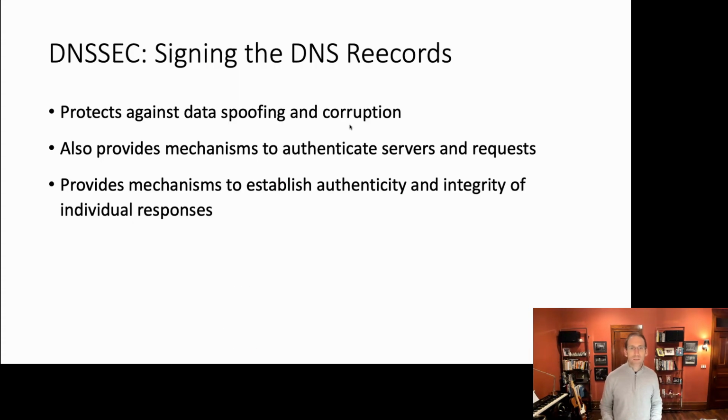One defense against DNS manipulation is a protocol called DNSSEC, whereby the DNS records or responses are digitally signed. This protects against data spoofing and corruption, and it also provides mechanisms to authenticate servers and requests, as well as to establish the authenticity and integrity of individual responses.